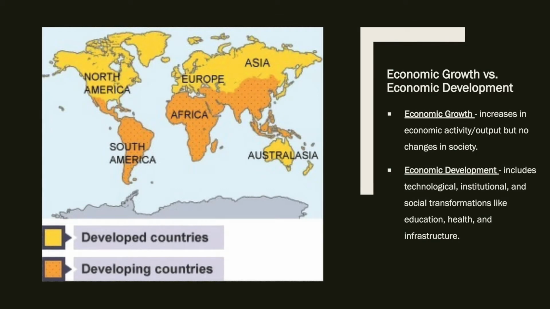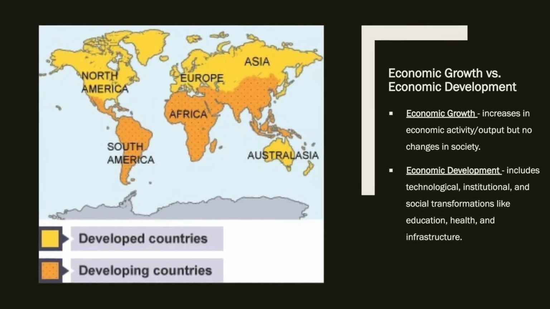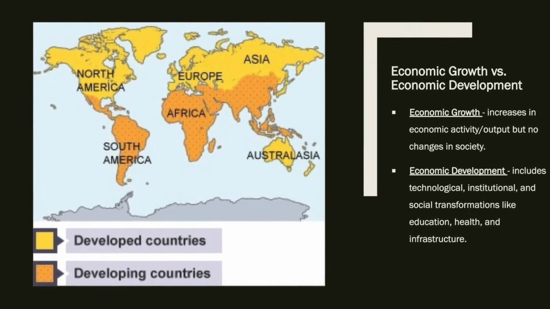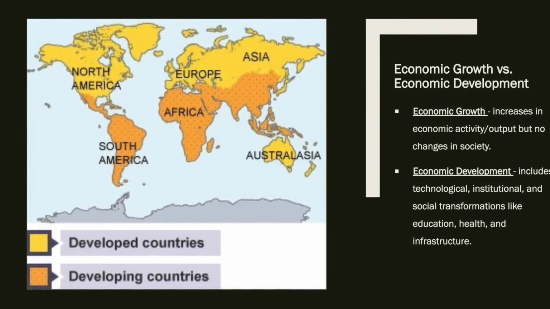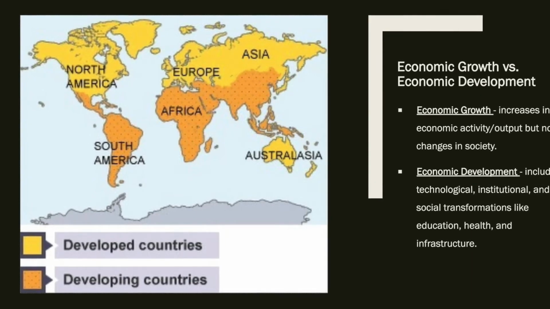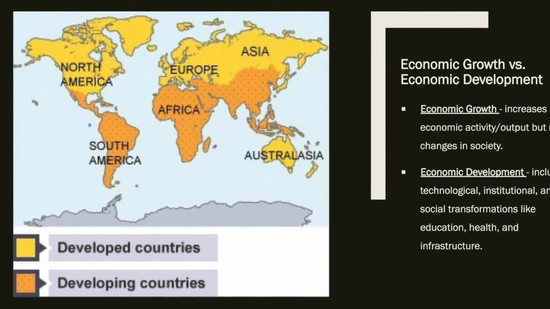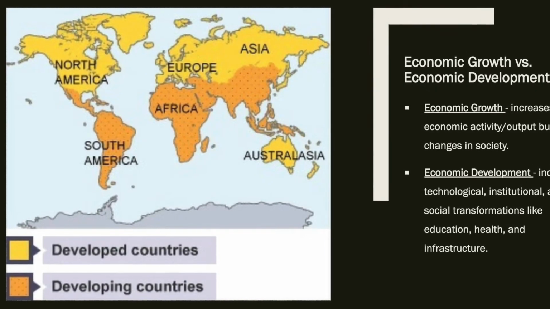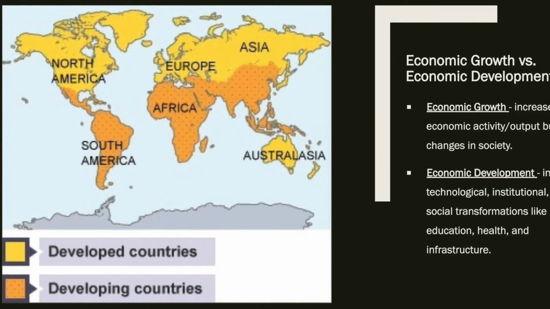First, it is important to understand the difference between economic growth and economic development. Economic growth refers to increases in economic activity without change in fundamental structure or institutions of a country. This is an increase in fishing, mining, or farming. Economic development includes a wider set of technological, institutional, and social transformations like education, health, and infrastructure. Examples of developing countries are Russia, India, and China.